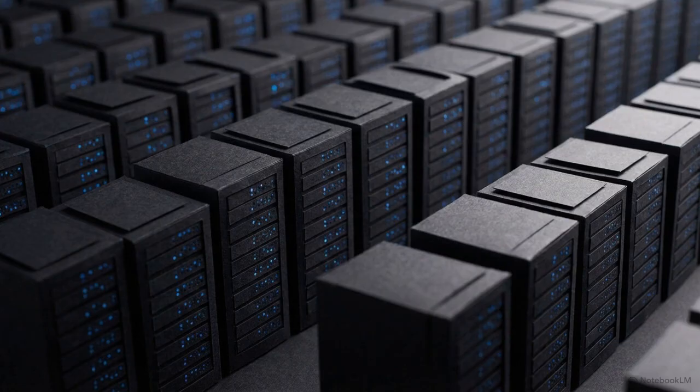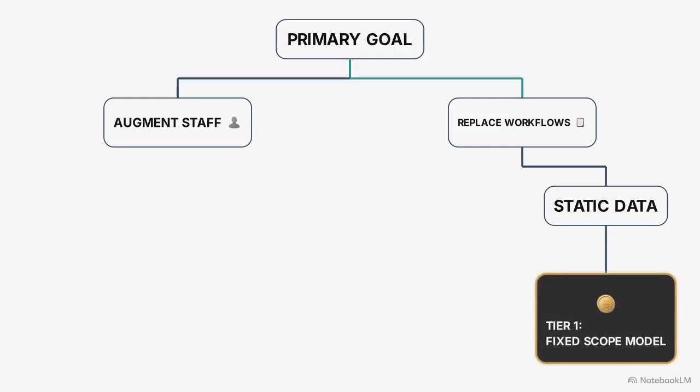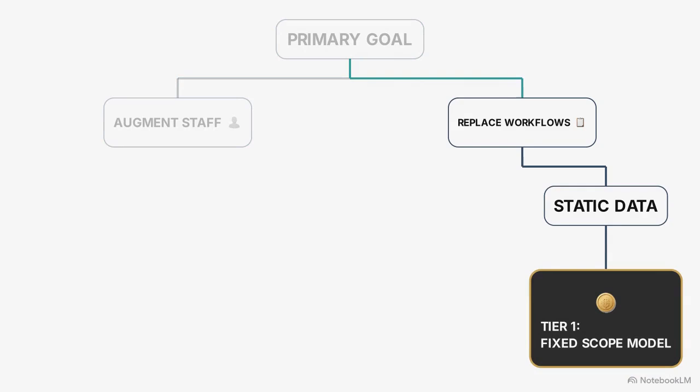The level of AI you require is dictated entirely by the predictability of your company's data. This flowchart maps the initial strategic decision. Starting at the top, your primary goal forces a split. Are you trying to augment your existing staff, or are you trying to completely replace manual workflows? If you want to replace workflows and your data is highly static, you follow the right branch down. This terminates at a Tier 1 fixed scope engagement, ideal for rigid processes and tight budgets.